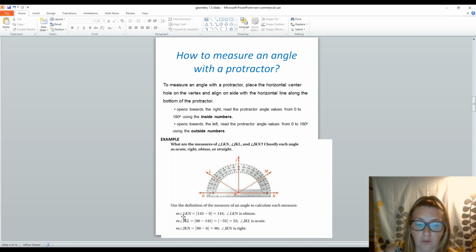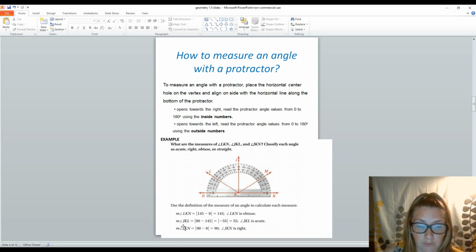So here we have angle LKN. L is here, K is here, and N. I'm just hovering over that angle so you see LKN. Here I see N starts at 0. It's really opening to the right, so I'm going to use the inside. So I go from 0 all the way to get to L, and L lands me here. Where is it landing? It's landing in between 140 and 150 degrees. It is 145 degrees. So this angle, NKL, is 145 degrees and it's obtuse.